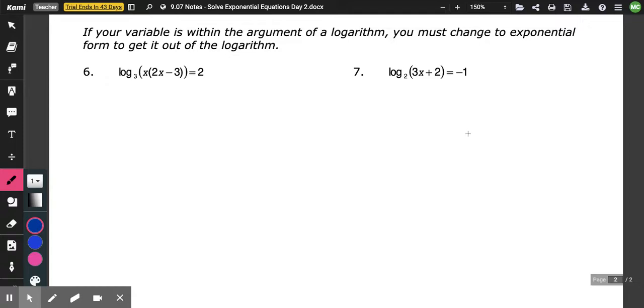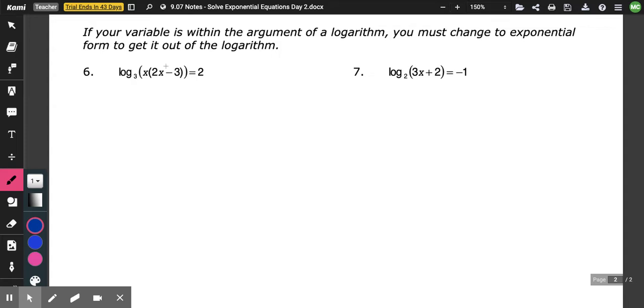Okay, the last examples we're going to look at today are if the variable is within the argument of the logarithm. If that's the case, then you have to change it to exponential form in order to get that variable out of the logarithm and be able to then work with it.